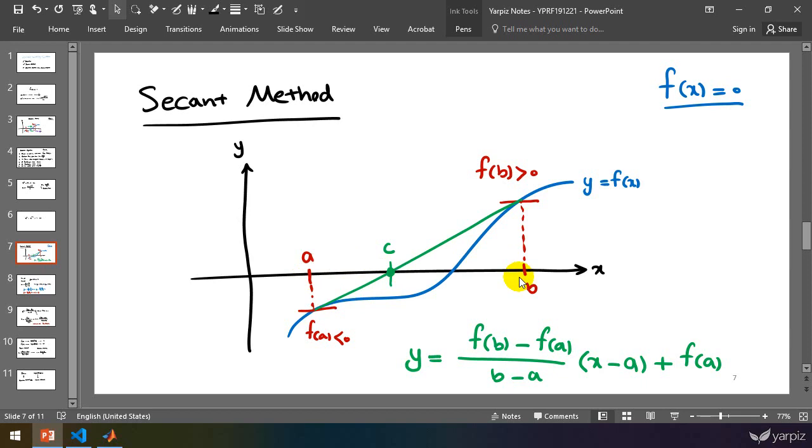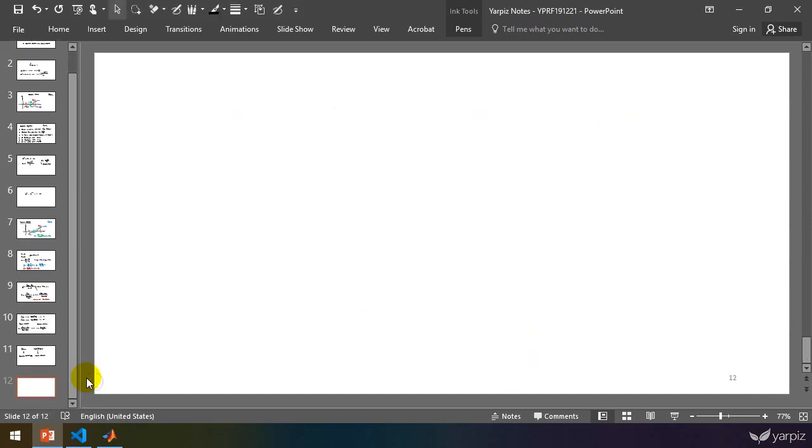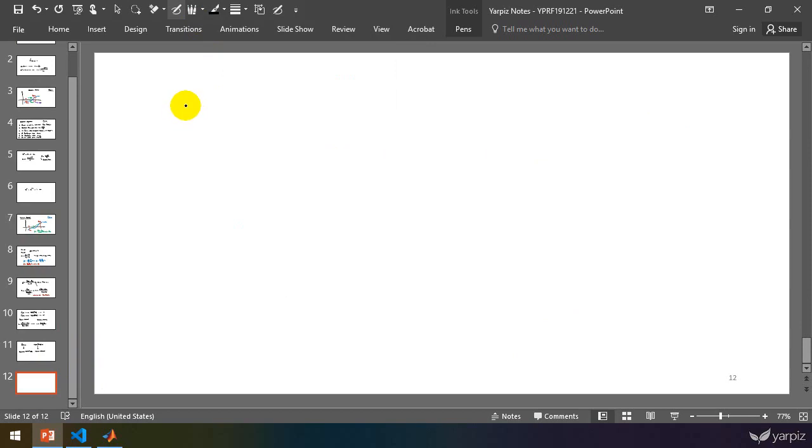Both of these methods, secant method and bisection, have guarantees about convergence. In Newton's method, we don't work with ranges or intervals, and so we don't have any guarantees about convergence or finding a root. However, if this method converges, it will be very fast. So let's see how Newton's method works.